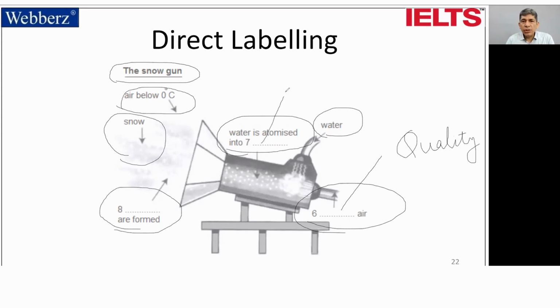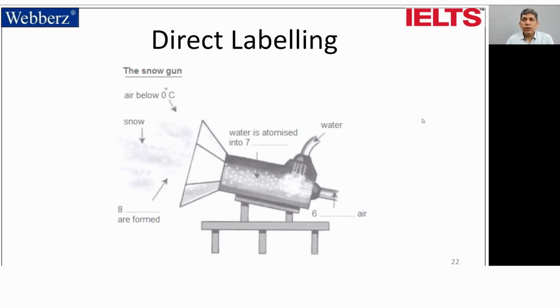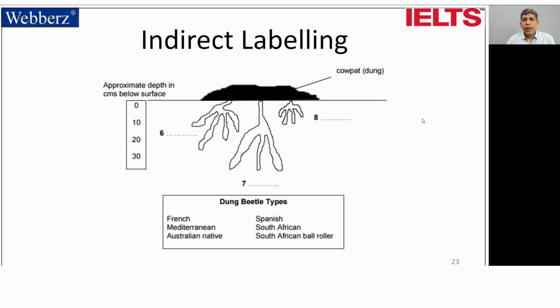Water is atomized into something. Here a noun will come. It is into something, so a noun will come after into. Dash are formed. So here you can expect a plural coming up. Why a plural? Because there is "are" given there. Dash are formed, so a plural is going to come here. So now I know what is happening, and I'll go to the passage.